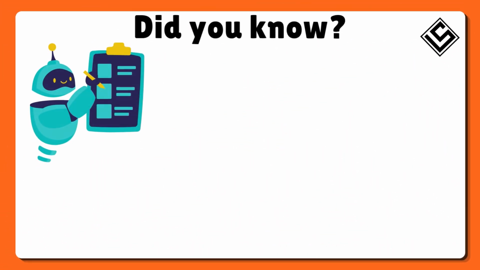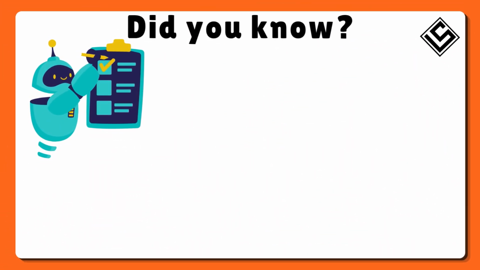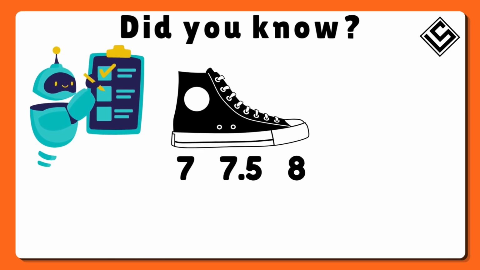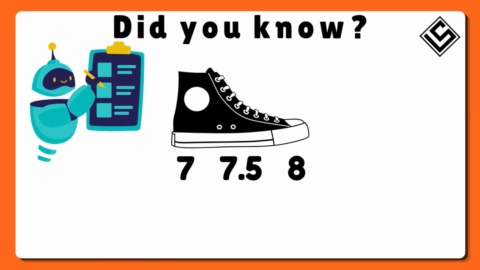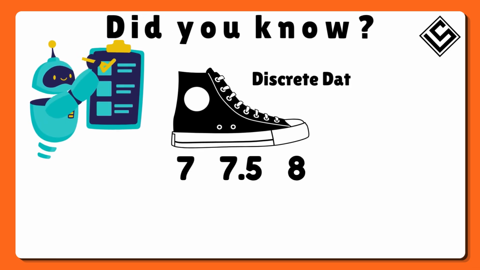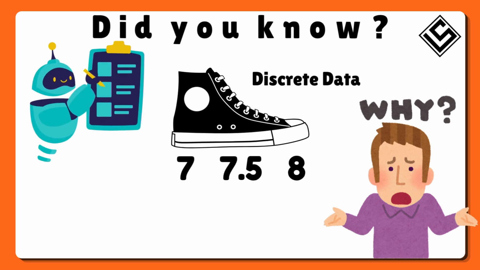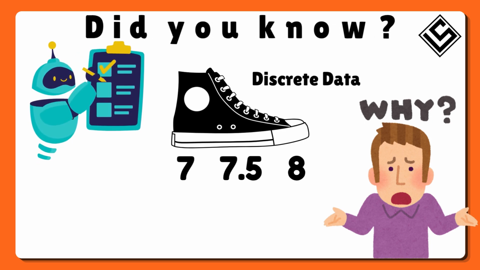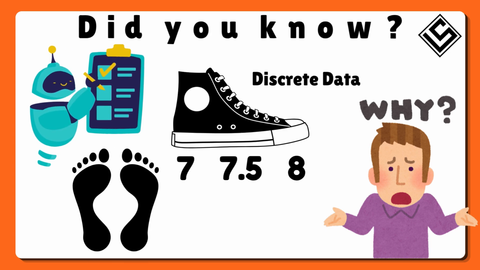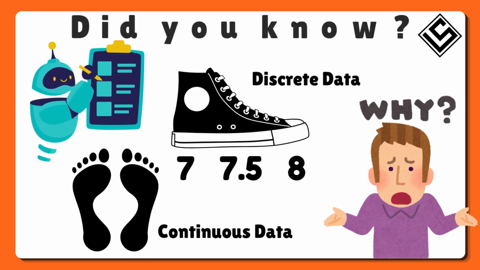Before we end, here's an interesting fact. Shoe sizes like 7, 7.5, or 8 contain decimals, but they're still discrete data. Why? Because you can only choose from fixed sizes, not any value like 7.32. Your foot length, however, is continuous data because it can be measured to any precision.